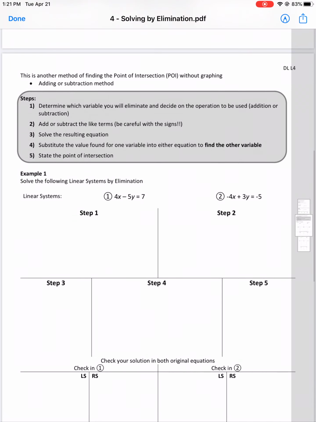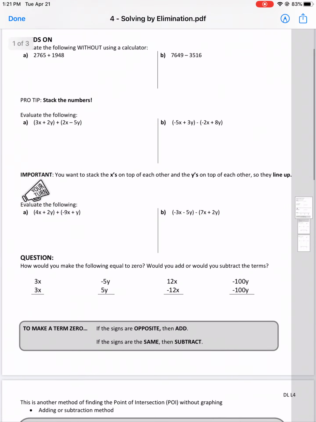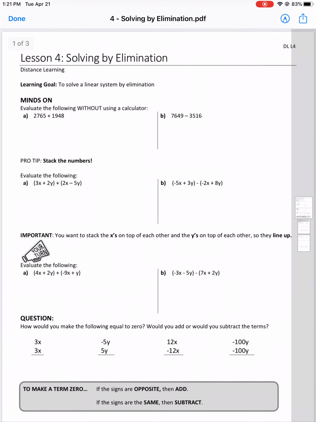Okay, so when we go through this example and this example, we're solving by elimination. So elimination means to get rid of it, right? We want to lose it, we want to get rid of it. So that's exactly what we do here.